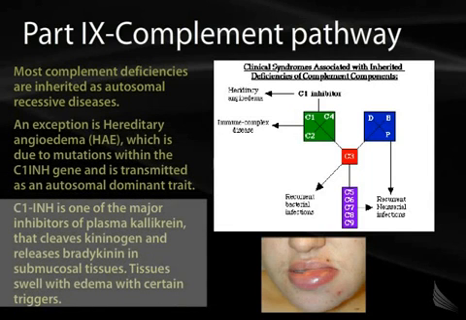Now, C1 inhibitor is one of the major inhibitors of plasma kallikrein that cleaves kininogen and releases bradykinin in submucosal tissues. So what happens when you're lacking this inhibitor, you get tissue swelling with edema that comes about with certain triggers. Other than that, there are several other complement defects that can lead to variable immunodeficiency type states.